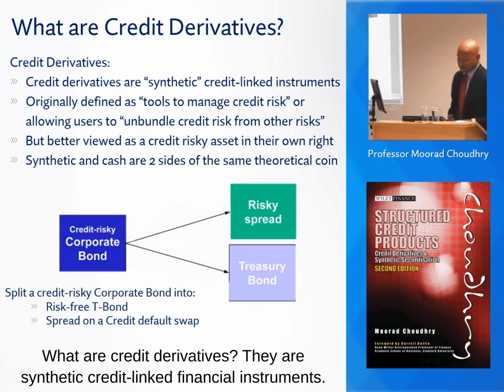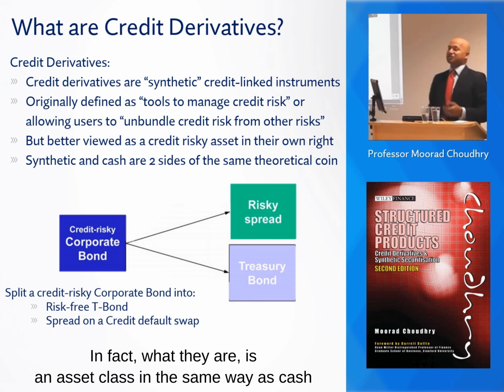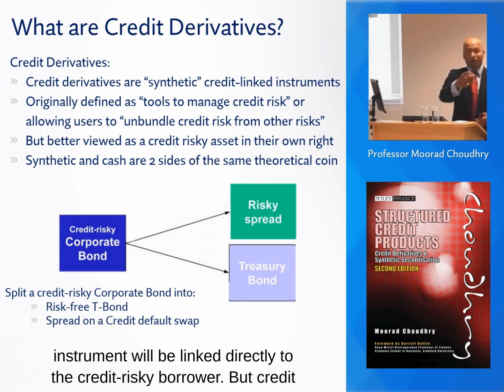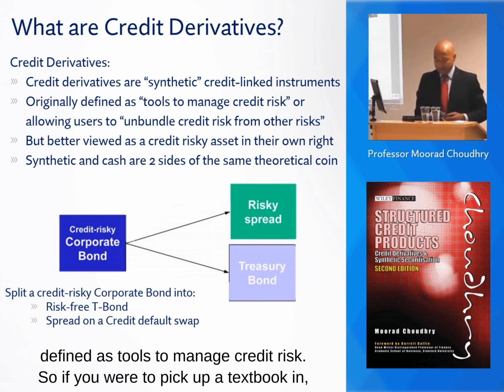Okay, what are credit derivatives? Well, they are synthetic credit-linked financial instruments. In fact, they are an asset class in the same way as cash instruments exposed to credit-risky reference names, in the way that a cash instrument would be linked directly to the credit-risky borrower. But credit derivatives are simply the synthetic side of the cash coin. Okay? Originally defined as tools to manage credit risk.